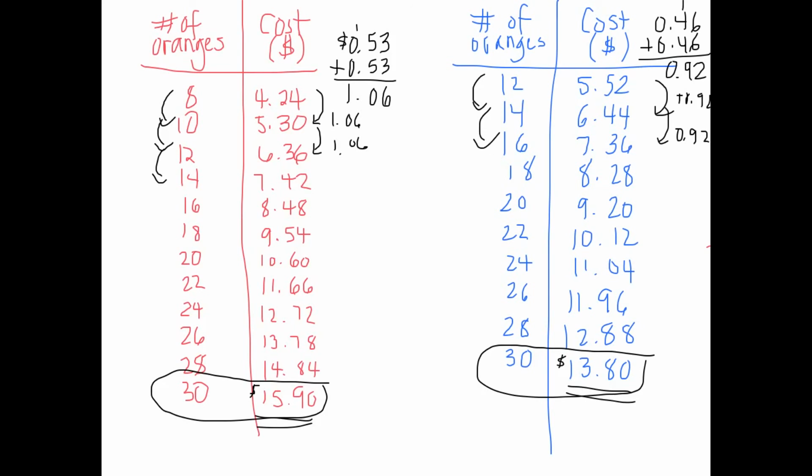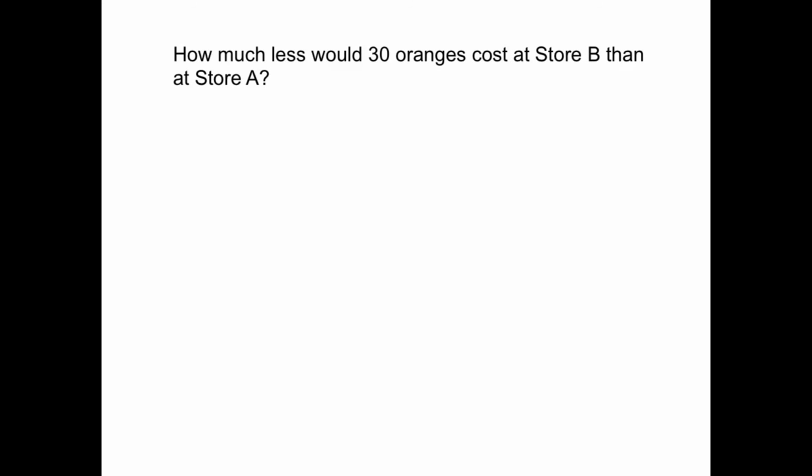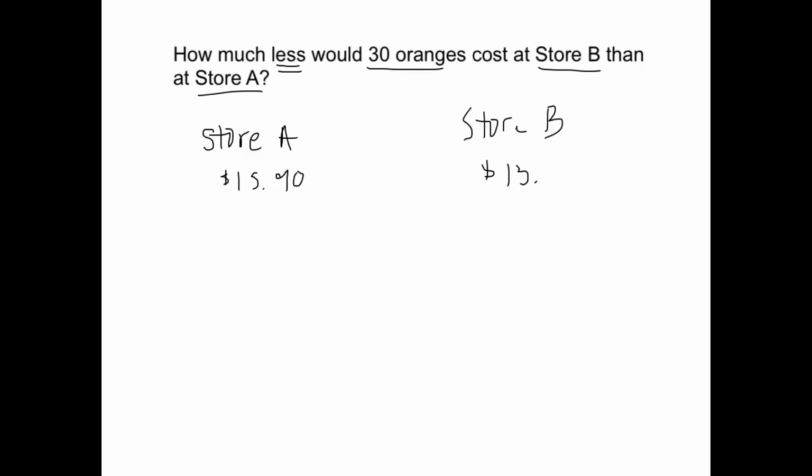Well, what was the question asking us to find? Have we finished this question yet? The question said, how much less would 30 oranges cost at store B than at store A? Well, we know that 30 oranges at store A would cost $15.90, and at store B, 30 oranges would cost $13.80. Well, how do we figure out how much less these oranges cost? We're going to subtract. $15.90 take away $13.80.